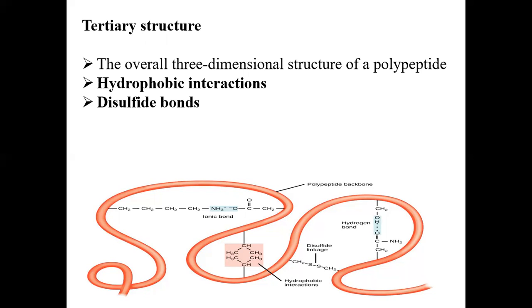water molecules. The second important thing is the disulfide bonds, which are covalent linkages between the sulfur-containing side chains of cysteine, and are much stronger than other types of bonds.